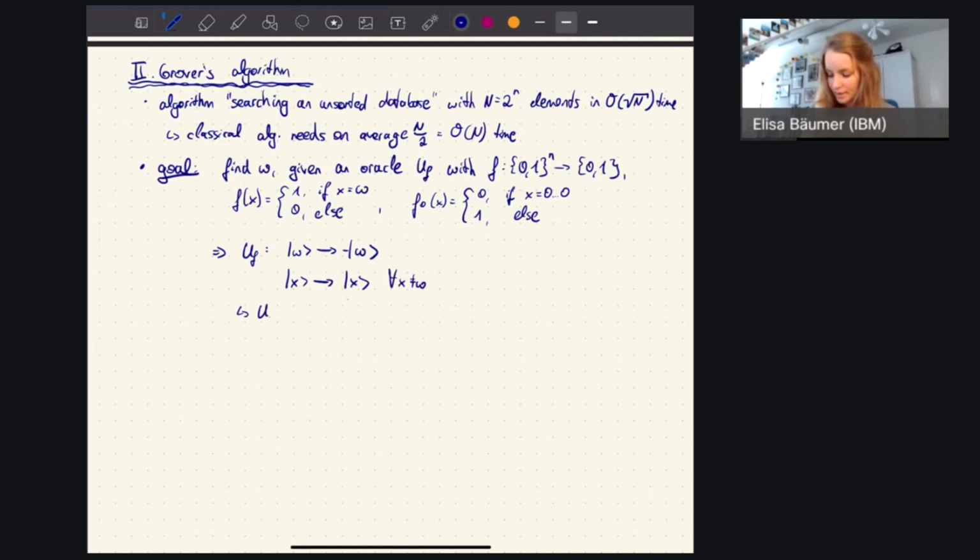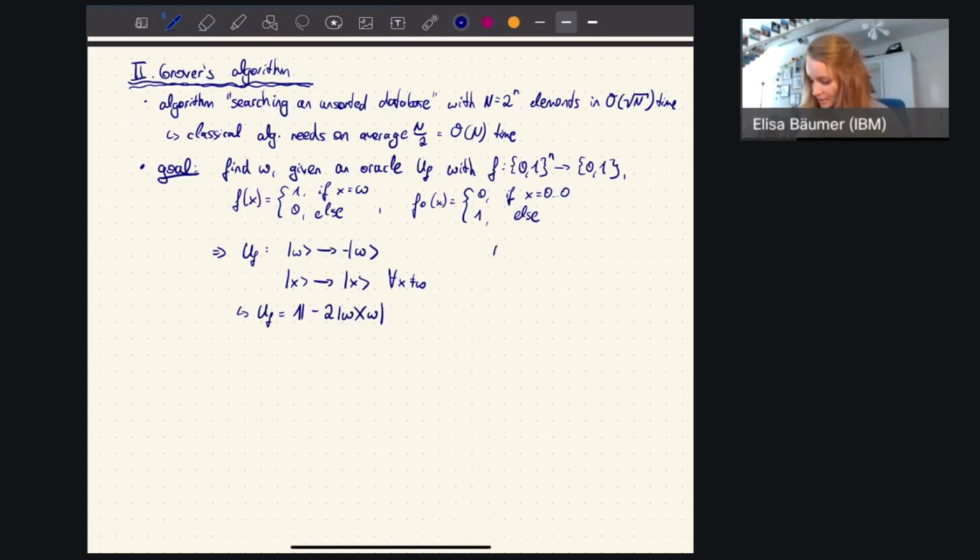This means we can rewrite our function U so that we can write it in matrix form as an identity matrix minus 2 times W. If we project it onto the state W, we just get W minus 2 times W, so minus W. While if we apply it to any state X that is not W, the second part would be 0 because it's orthogonal. All the X are orthogonal to W, and we would just get X. So that's what we want.